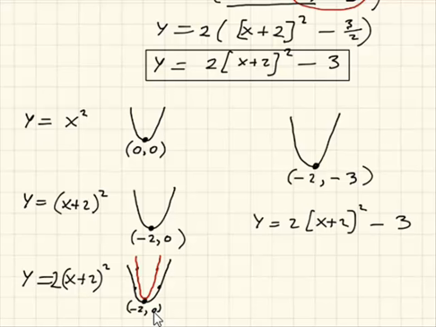So there you have it, again the link between the sketch and the completed square form. The link again should be fairly clear. When it's x plus 2 here, it's minus 2 here. When it's minus 3 here, it's minus 3 here.